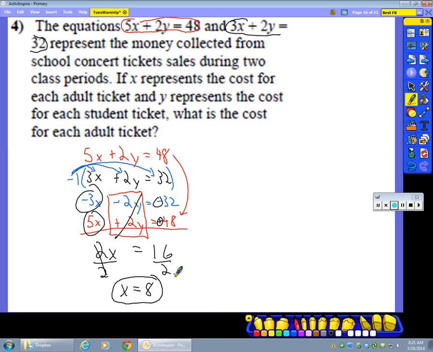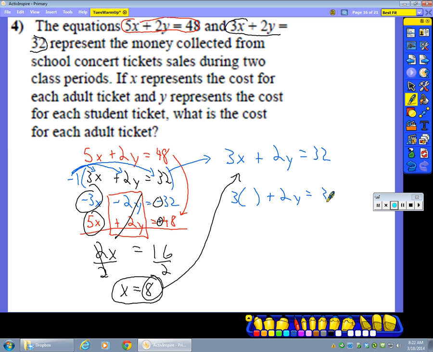So now I'm going to take x equals 8 and sub it in for x, and it doesn't matter which variable or which equation I use. So I'm going to use the second equation, 3x plus 2y equals 32, and I'm going to take this x equals 8 and sub it in for x, because that's what x equals. And whenever I do that, it looks like this. And I'm going to put 8 in there. 8 times 3 is 24, plus 2y equals 32.